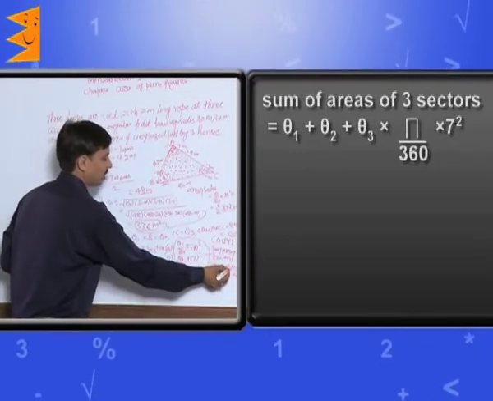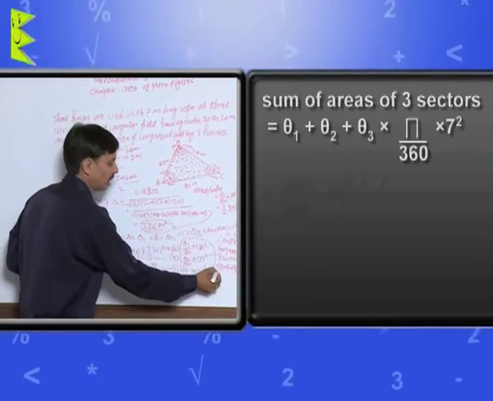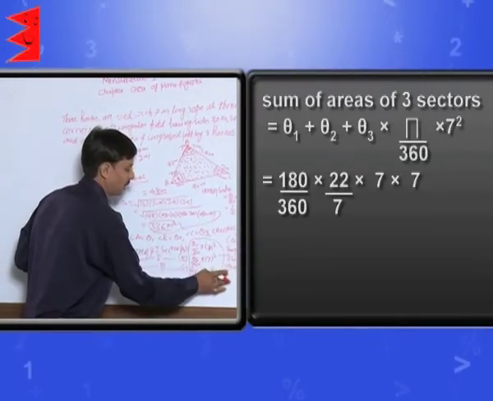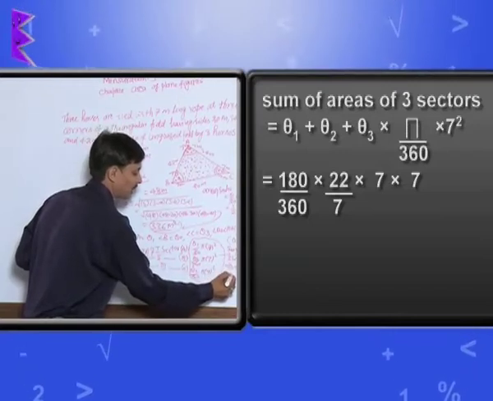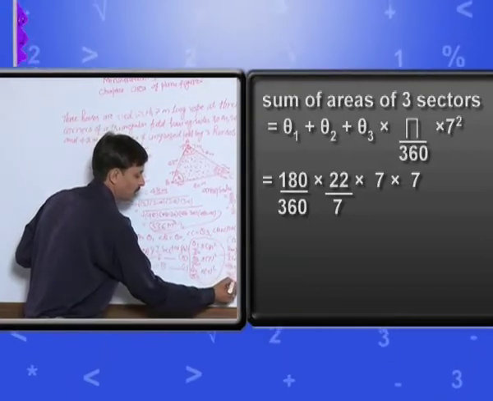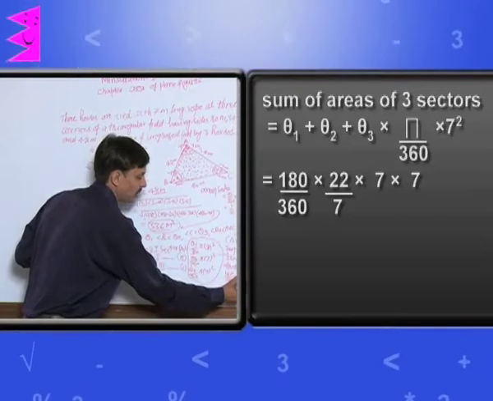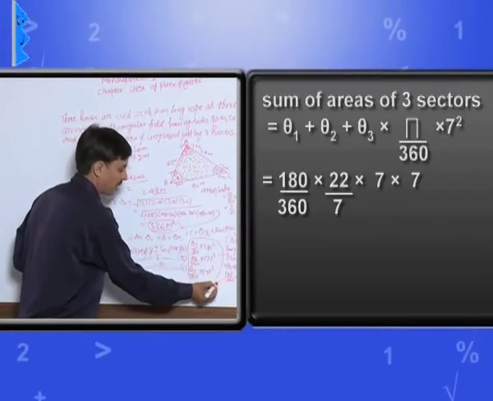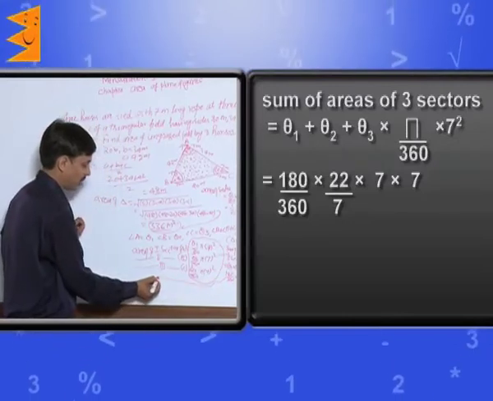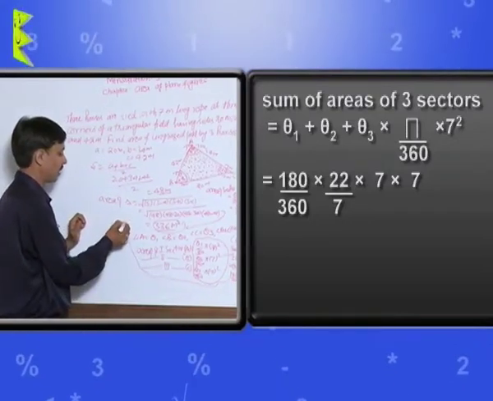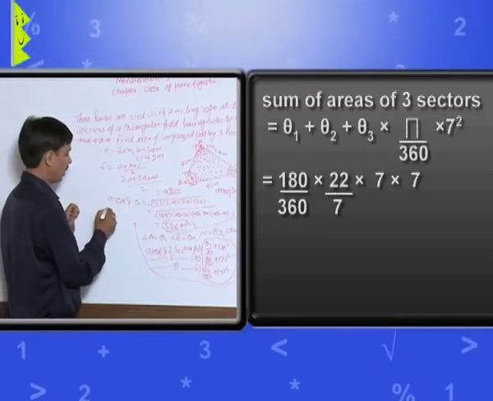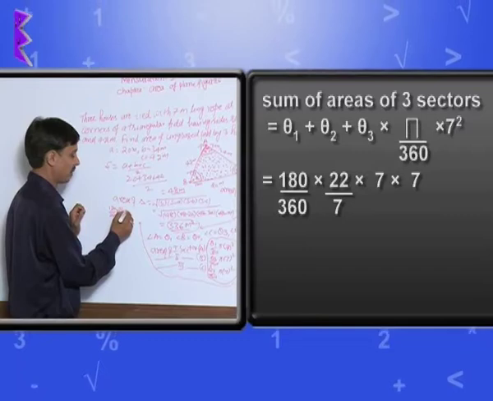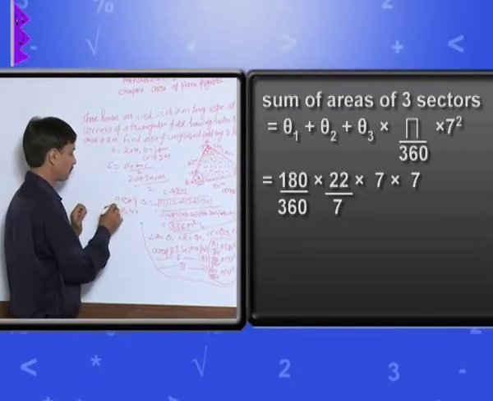Theta 1 plus theta 2 plus theta 3, the sum of these three values, is 180 degree. That is, the sum of all three angles of a triangle is 180 degree, so we get 180 degree upon 360 degree into pi into 7 square. I am taking these calculations here so you can understand how they are coming. 180 upon 360 into pi, 22 by 7, into radius 7 into 7.